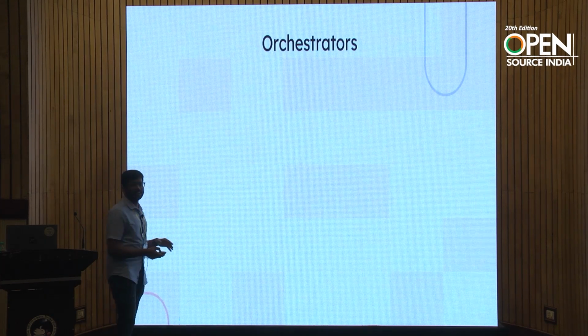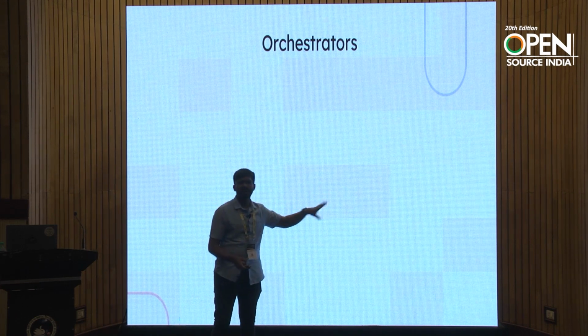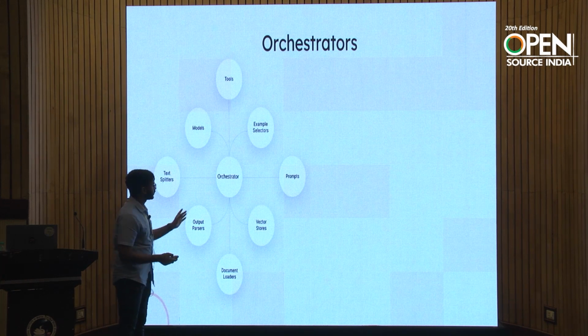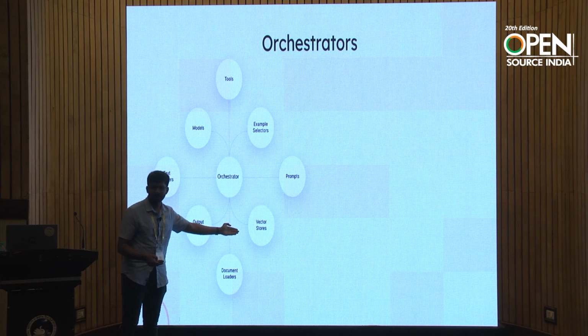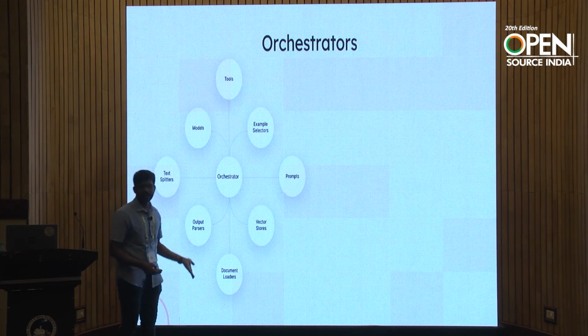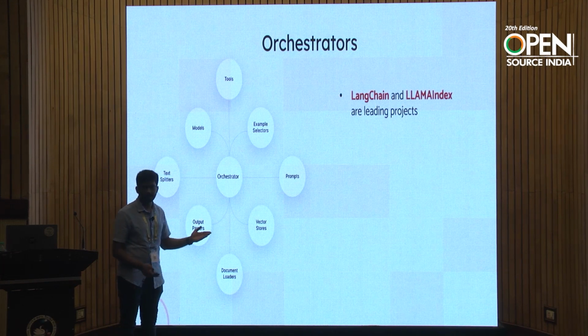The next piece is orchestrators, right? I put that quintessential block in between a few slides back, and that did all the magic. So where do you get these orchestrators? The orchestrator takes care of vector stores, like where to load data from. They take care of prompts. They take care of text builders, models, tools, everything, right? So LangChain and Llama Index are the leading projects there.